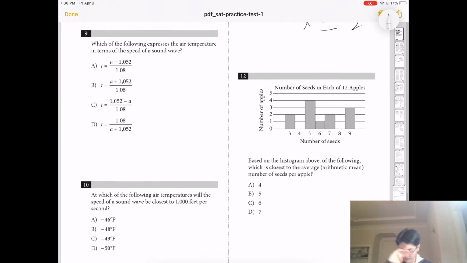And number 12, based on the histogram above, which of the following is closest to the average mean number of seeds per apple? Alright, for this, I'm going to use my TI-84 calculator. So you want to do 3 times 2 plus 5 times 4 plus 6 plus 7 times 2 plus 9 times 3. And we get 73, and you divide that by 12 because we have 12 apples to get 6.083, which is really close to 6. That's what the answer is, C.